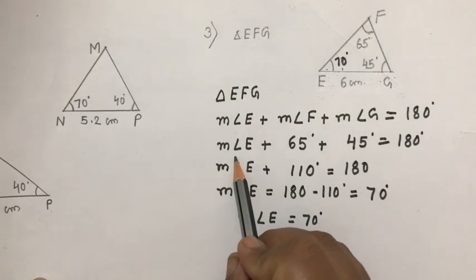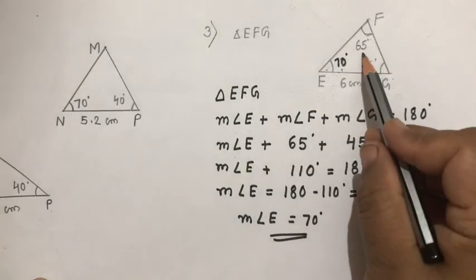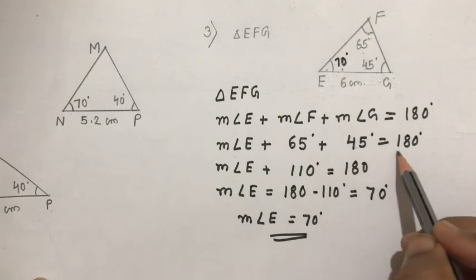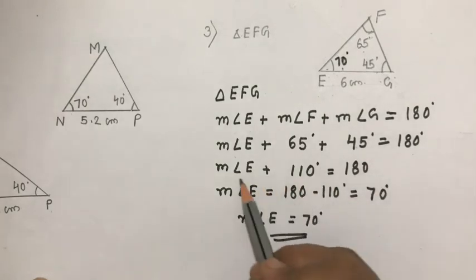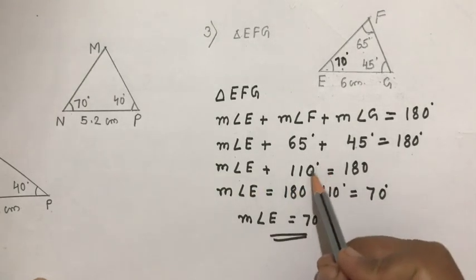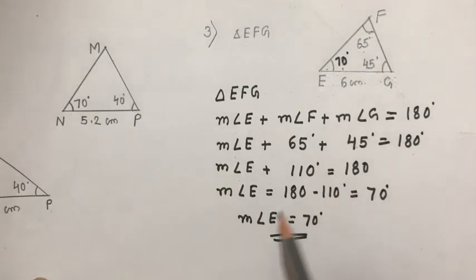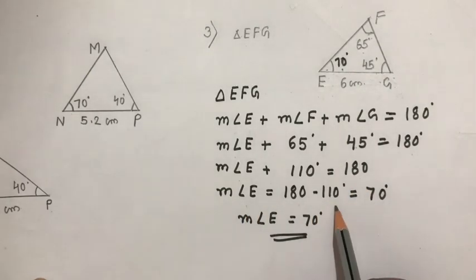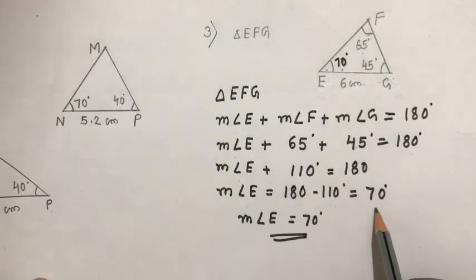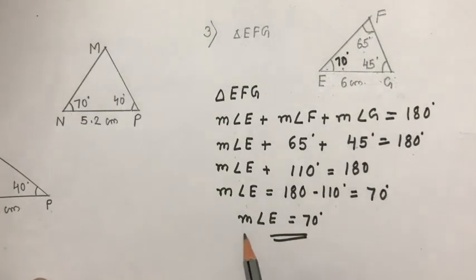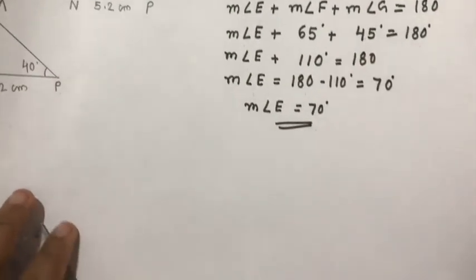Therefore measure of angle E plus 65 plus 45 is equal to 180. So measure of angle E plus 110 is equal to 180. So measure of angle E is equal to 180 minus 110, and 180 minus 110 is 70 degree. So we have got measure of angle E is equal to 70 degree. Now we will construct the final figure.